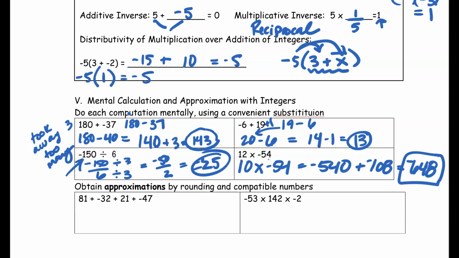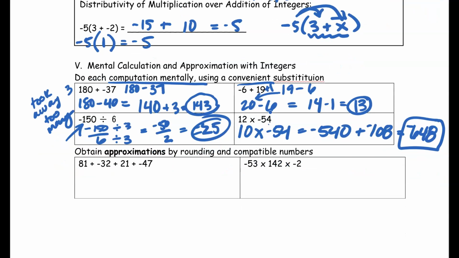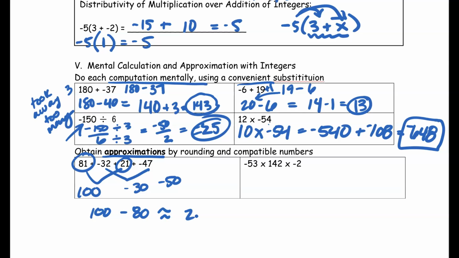So these directions say do each computation mentally using a convenient substitution, whereas the next set of directions say obtain approximations, which is just telling you to round. So your answer does not have to be exact for these. For these ones, we're just looking for numbers that might work well together. So that's about 100, 80 and 20-ish, okay? Maybe round this to 30 and 50. So negative 30 and negative 50 would be about a negative 80. So 100 minus 80 gives us about 20.